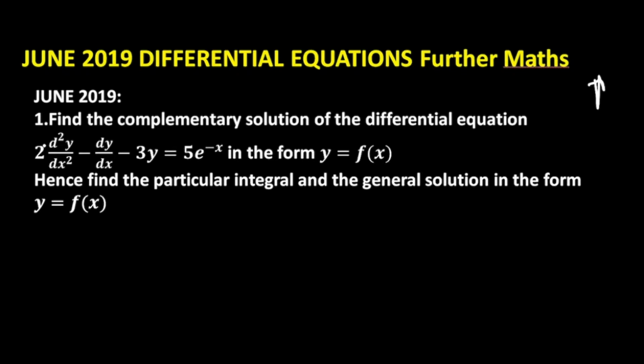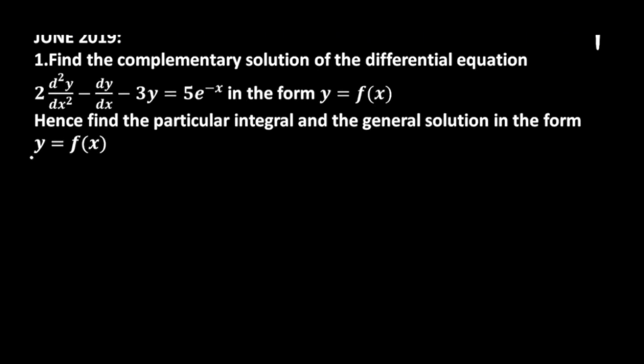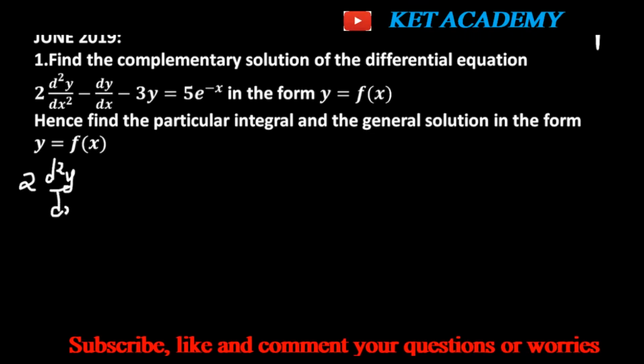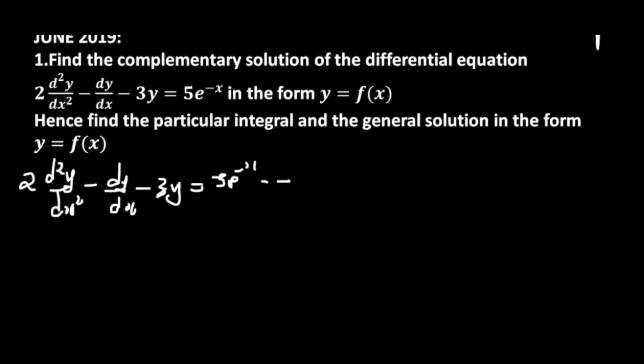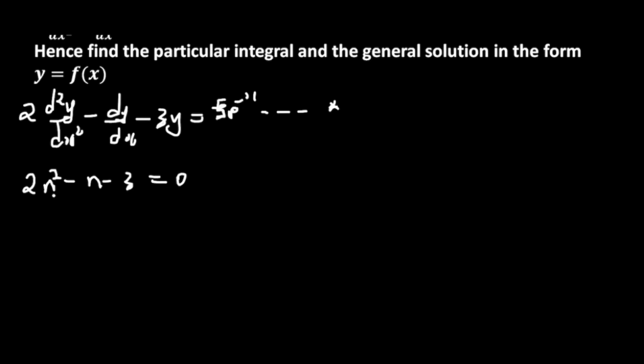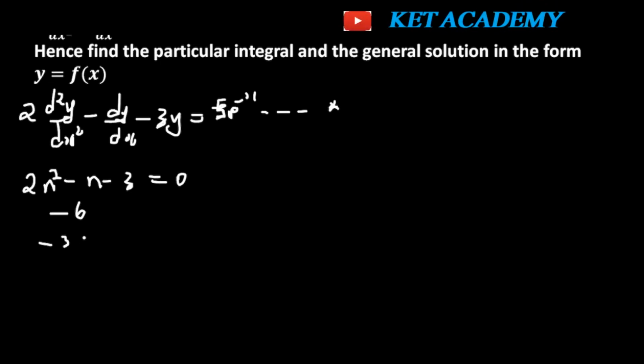Now, looking at our differential equation, we're going to call this our equation star. To get our characteristic equation, we simply write 2n squared minus n minus 3 equals 0. The roots of this characteristic equation will determine which complementary solution we are going to use. So when we look at this, we are looking for the factors of minus 6. We see here that we have minus 3 and 2.